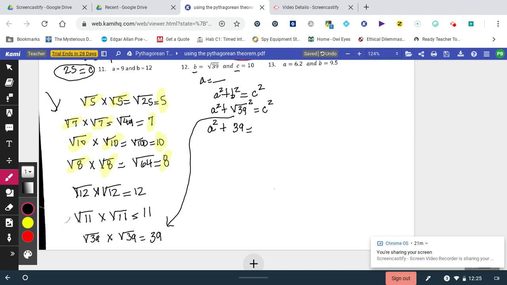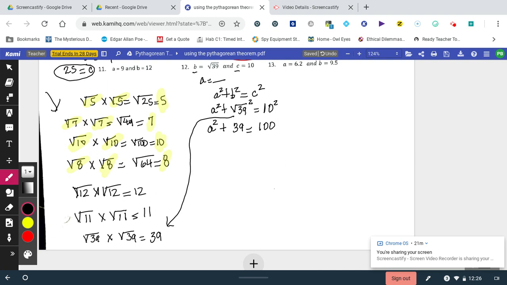And C squared, I forgot to change it up here. Let me go back. I don't want to put 10. I want to put 10 squared. That's my fault. Probably because I'm frustrated with this thing. 10 squared is 100. It's lagging.